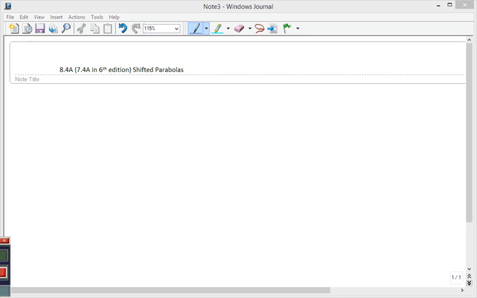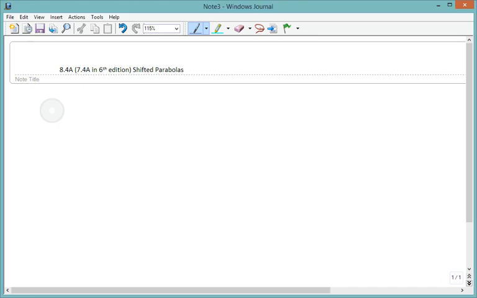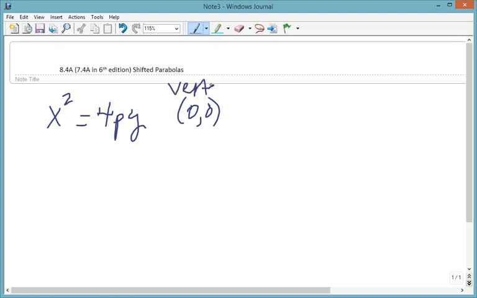So, if you recall the last video, we had these parabolas, and the general equation for a parabola that opened up is x squared equals 4py. And that is only when we have the center at 0, 0. Right? So suppose I want to get a vertex that's shifted, like to (h, k). We usually use (h, k) for the vertex.